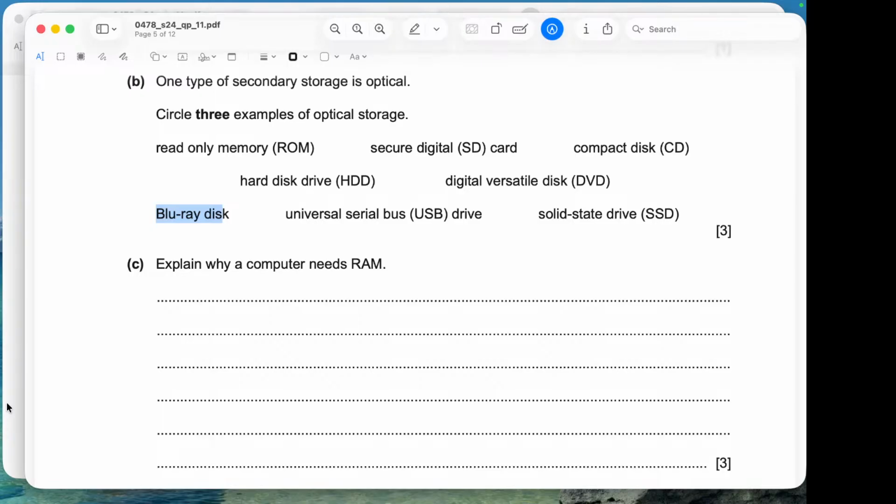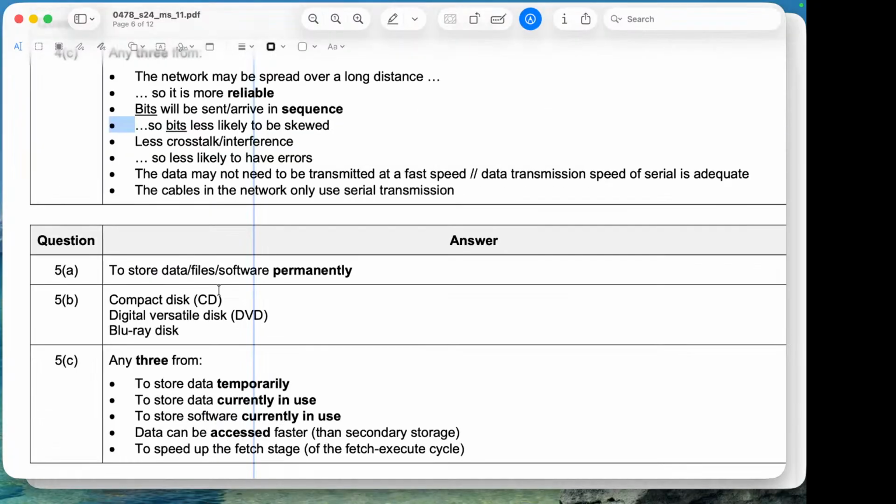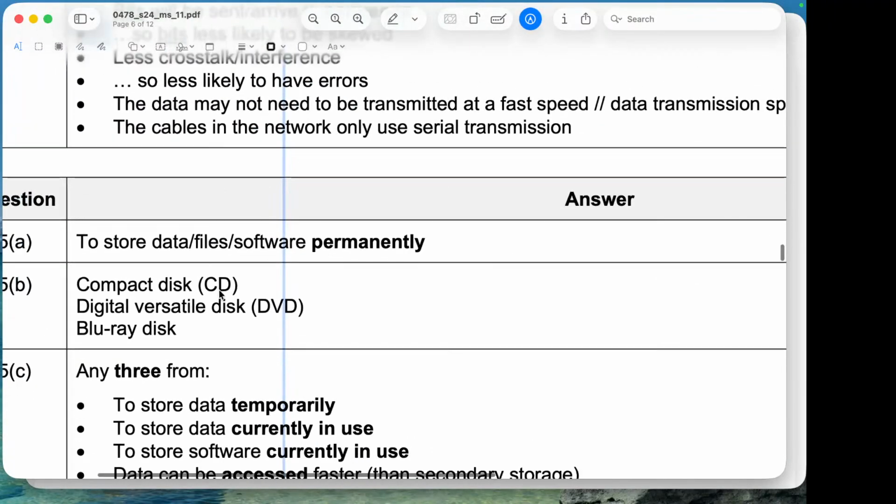A computer needs RAM to store data in an accessible place for the CPU to reach quickly. It needs RAM to run applications that are currently running. Not sure about the third one. Yeah, so you're kind of there actually. Let's have a look at the answer, because then you can see rather than hear me.